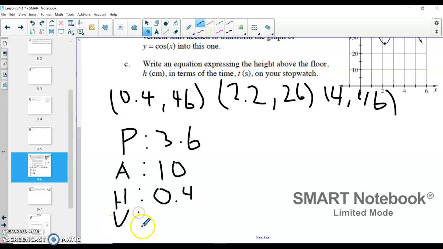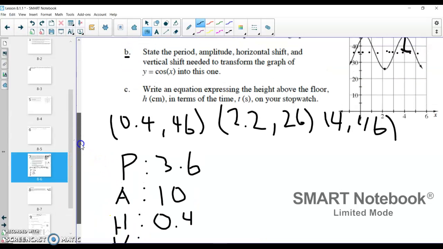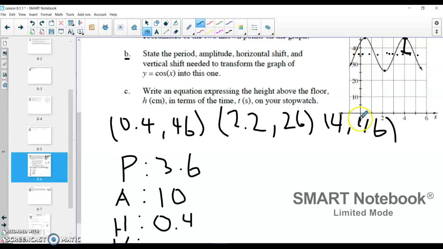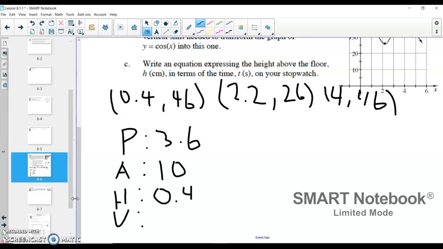And then my vertical shift is that midline. How high up is the midline from the x-axis? Because generally the midline of the function is on the x-axis, and that's normal with cosine or sine functions. Okay? And so here that midline was up at 36, like I did the math to show, and that tells me I have a vertical shift up of 36. There's 36 units there.